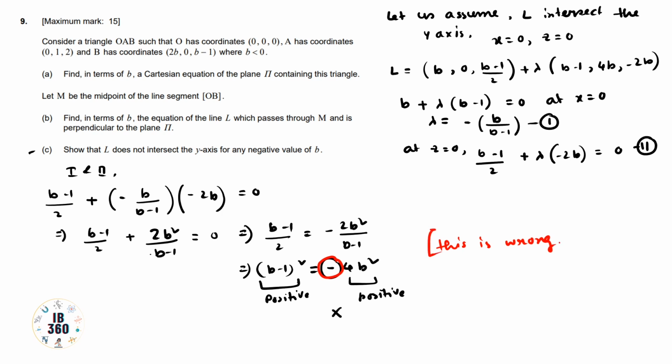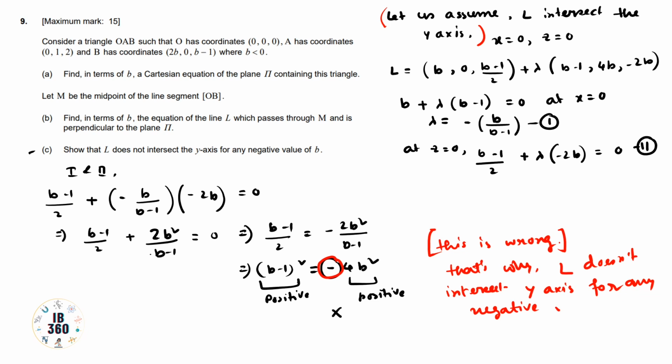Now what have we approached? We approached by assuming L intersects the y-axis. So ultimately this assumption is wrong. That's why L does not intersect the y-axis for any negative value of b. As you can see, for any negative value of b we are getting the wrong assumption. That's why this part is not possible.